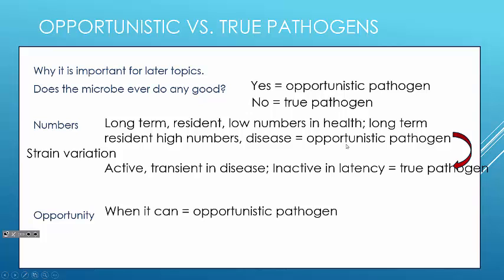Now let's talk opportunity. Opportunistic pathogens cause disease when they can. When they can't, they're team players. Pathogens, on the other hand, will always cause disease, either that or the immune system clears it out, or your skin keeps them out, or whatever. Hopefully that helps you with the difference between opportunistic versus true pathogens.